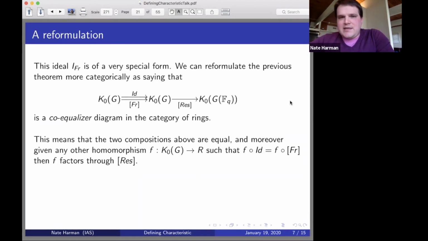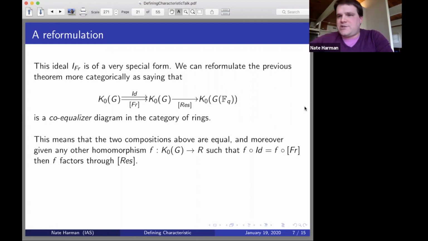Specifically what that means is that the two compositions from the Grothendieck ring of G to the Grothendieck ring of G Frobenius-quotient are the same, and moreover, this Grothendieck ring of the small group is universal with this property. So if I have any other map out of K0 of G to some other ring such that these two compositions are the same, it has to factor through this. That's what it means to be a co-equalizer.